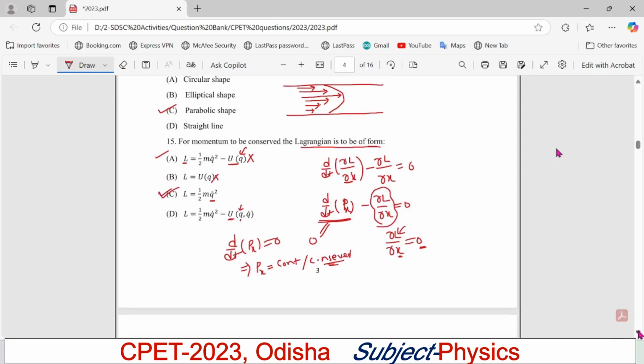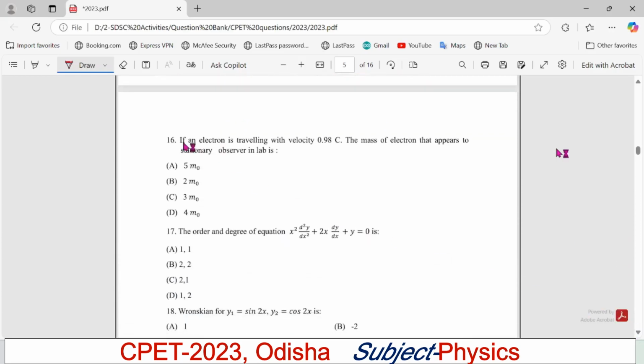Okay, now we are going to move to the next question. Here, this question belongs to relativity. If an electron is traveling with the velocity 0.98 c, the mass of the electron that appears to a stationary observer in the lab is the relativistic mass. So here, let us consider the rest mass m naught. So the relativistic mass is simply gamma factor multiplied with rest mass.